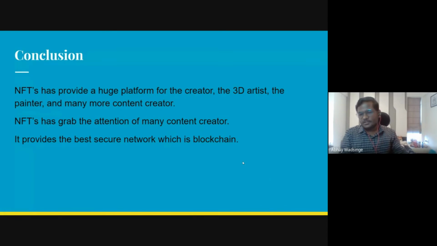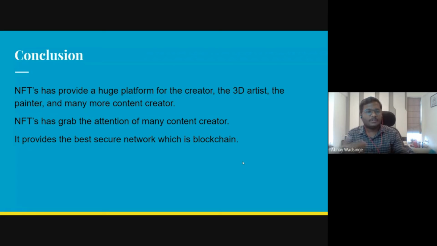Now, for the conclusion of this whole session, I'll wrap up with what NFTs have provided for the creator platform. NFTs provide a huge platform for creators, 3D artists, painters, and many more content creators. If you're a fan of the music industry, you can just Google it. Some of the top American singers have been selling their music on blockchain technologies, as NFTs. They are not publishing it online. They are selling it as an NFT, because they become super rich after selling it. A lot of singers have done this.